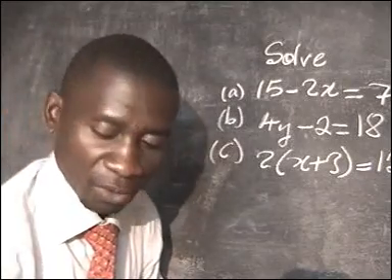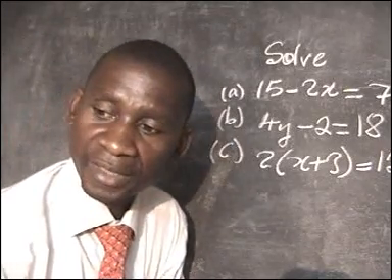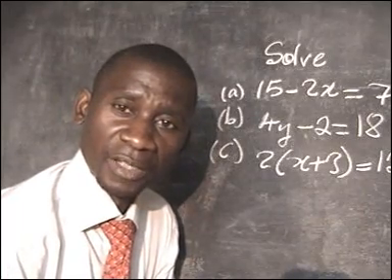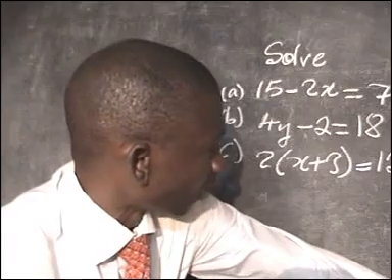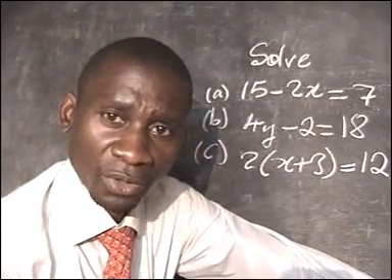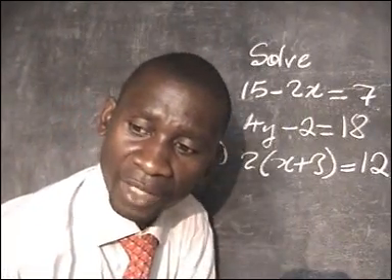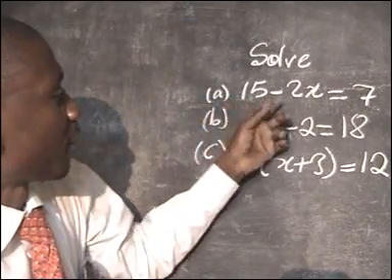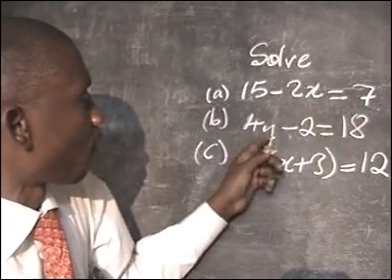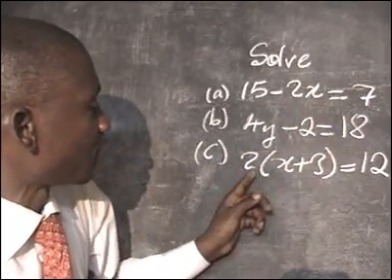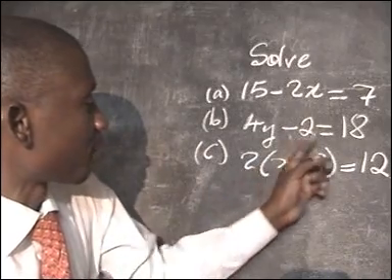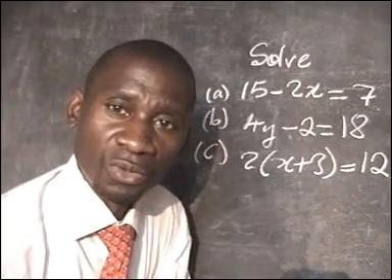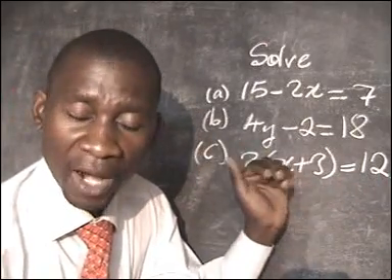So let us first look at the first 3 examples which I have raised, as these are not all that difficult to handle. If I may go through: 15 minus 2x equals 7, 4y minus 2 equals 18, and 2 outside the brackets, that is open bracket and close bracket, inside the brackets we have x plus 3, and this equals 12. Each and every question falls under solve.